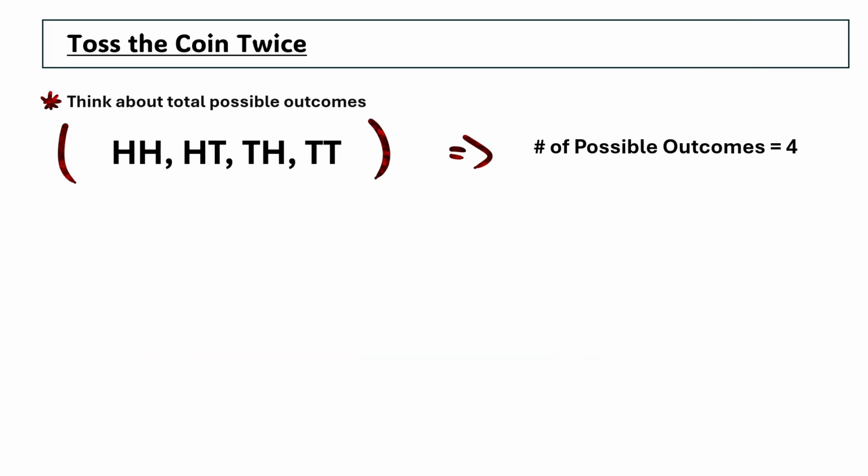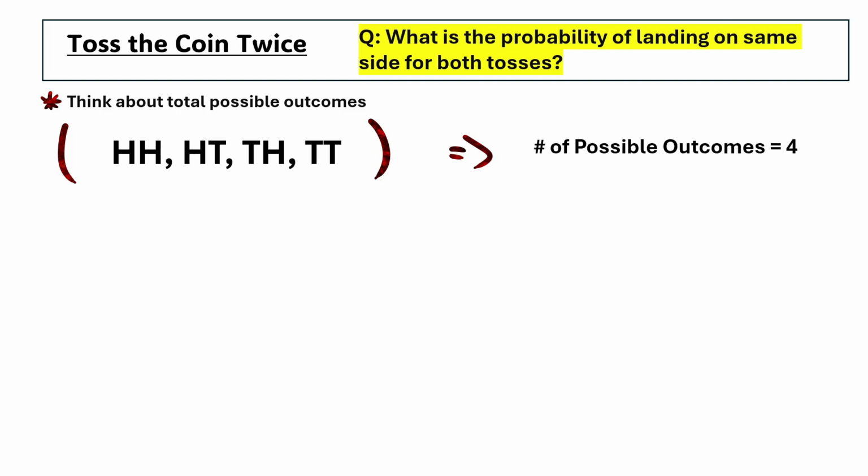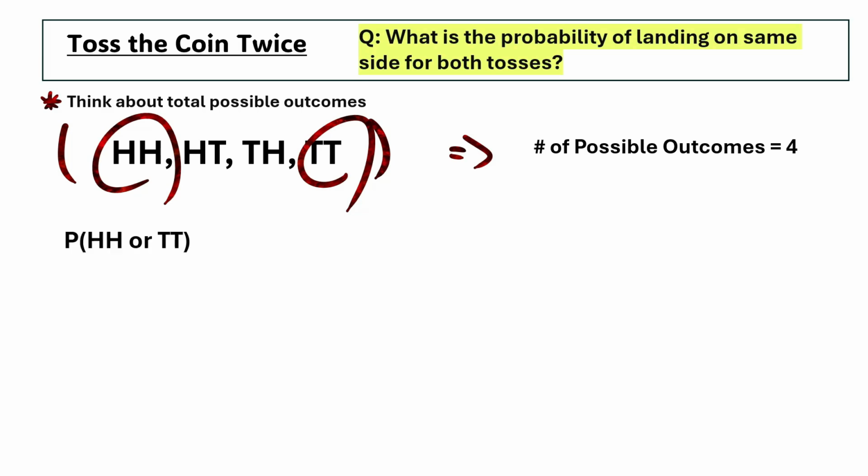Okay, our next question is now asking what is the probability of landing on the same side for both tosses? And of course, landing on the same side for both tosses means heads heads or tails tails. So for this question, you want to start with the equation P of HH or TT, which is going to equal P of HH plus P of TT. Since HH and TT are two separate events, we just have to add the two probabilities. And we just saw in the previous question that P of HH and P of TT are both going to equal 1/4. So this equation then becomes 1/4 plus 1/4, which equals 1/2.